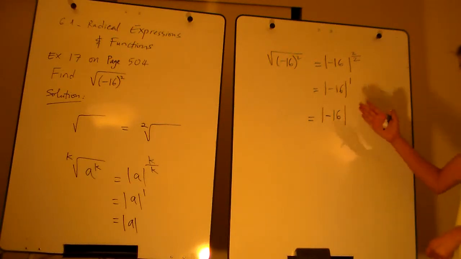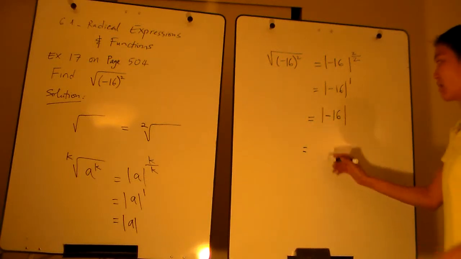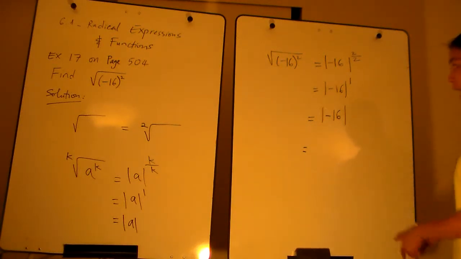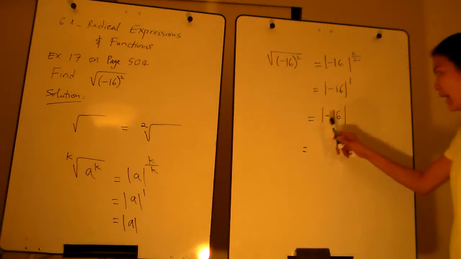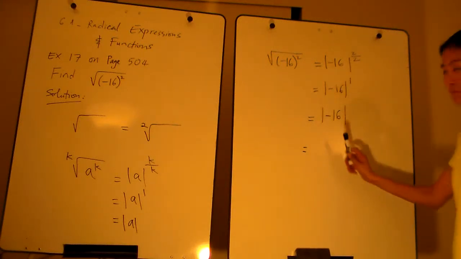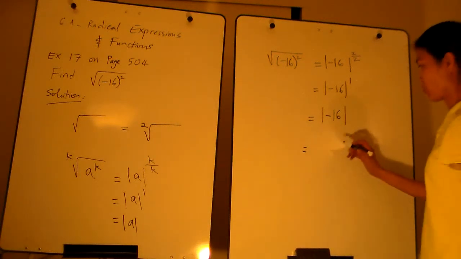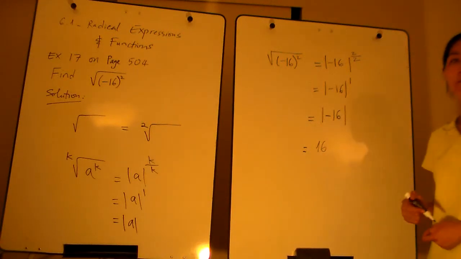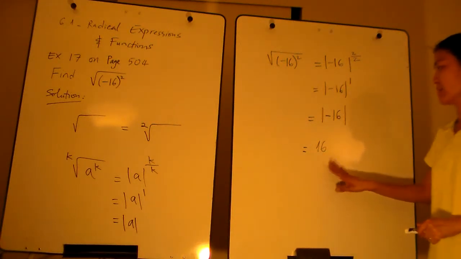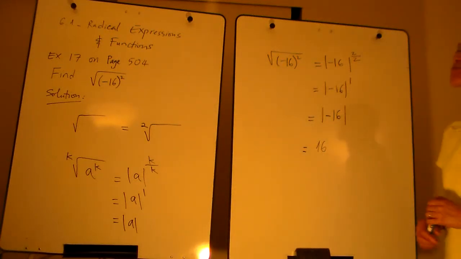Now, for this example, this can be the answer, or this can also be the answer. Because the absolute value of any number, as you learned in previous sections or earlier chapters, is a positive value, you can simplify this to positive 16. The absolute value of negative 16 is positive 16. So this is the answer for simplifying the square root of negative 16 squared.